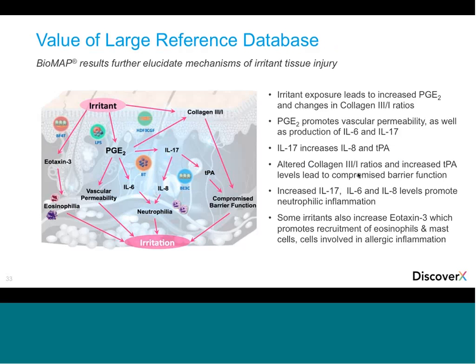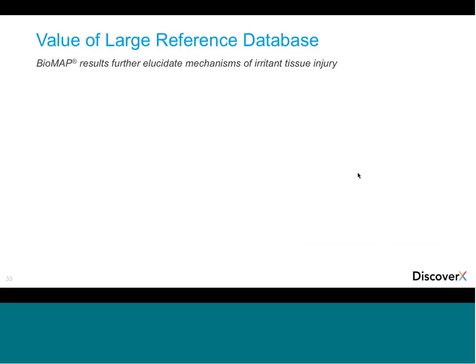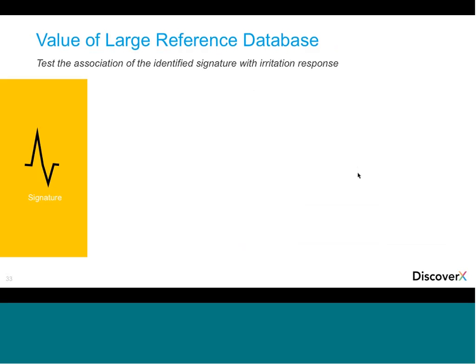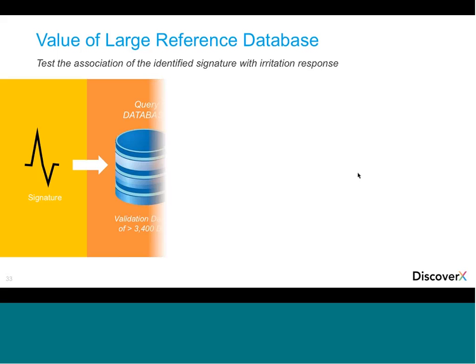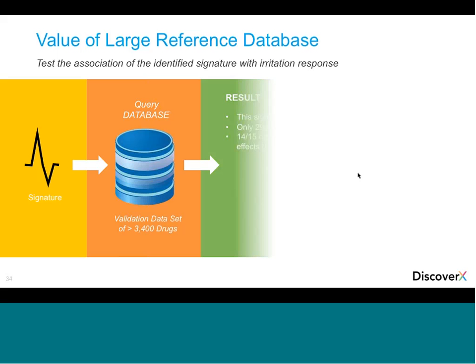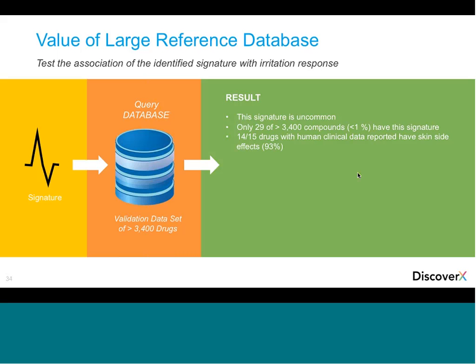in this case. So remember, not only can we get that nice picture, but we also have this very large reference database, which allows us to now do a more critical test of the association of this signature with the irritation response. So we can take the signature, run it through the database of all of our compounds and see, well, what other agents and materials have that particular signature? How specific is that for skin irritation? It turns out it's quite uncommon. Very small percentage of agents in the database have the signature.